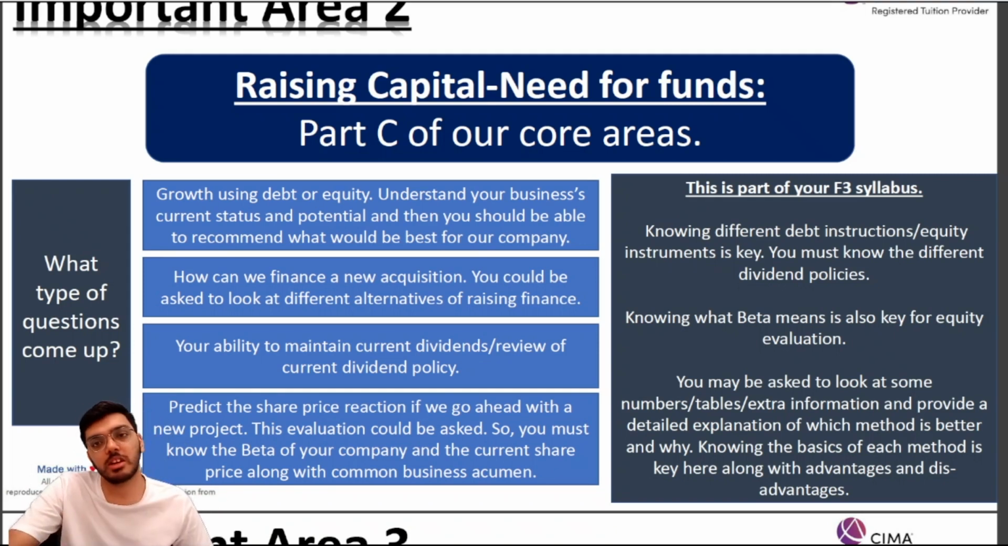Learn, evaluate and then write. So this is part of your F3 syllabus. Just knowing the topic is not going to help. Knowing the topic and then using it and relating it to the question that is asked, that is where the competency lies, and that is what we recommend our students to do. So knowing different debt instruments or equity instruments is key. You must also know your different dividend policies. Knowing what beta means is also key, and is part of your F3 syllabus.